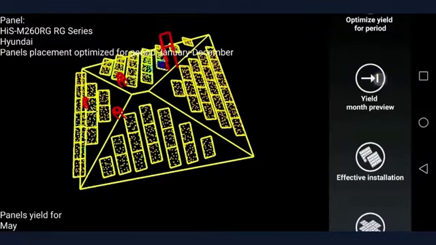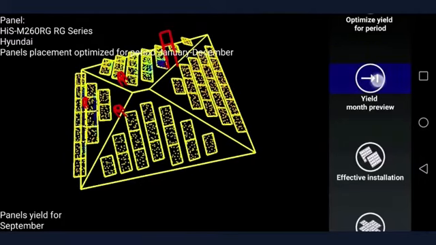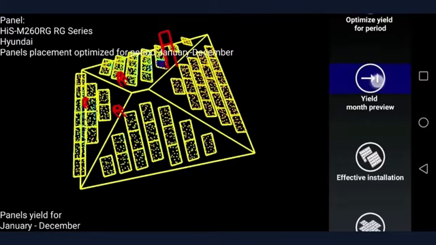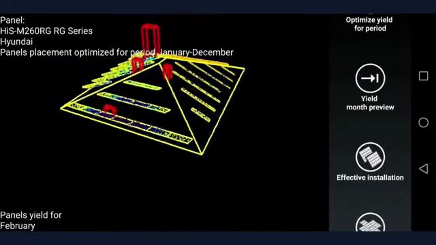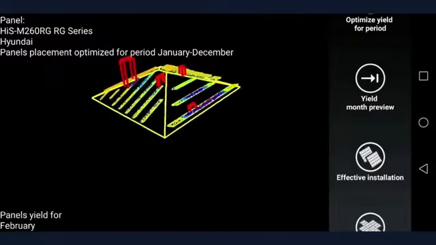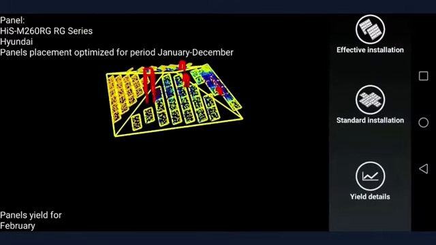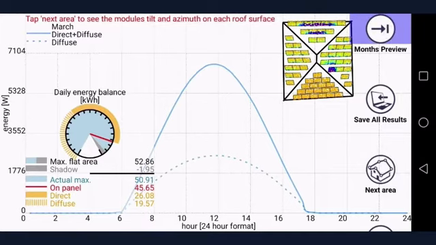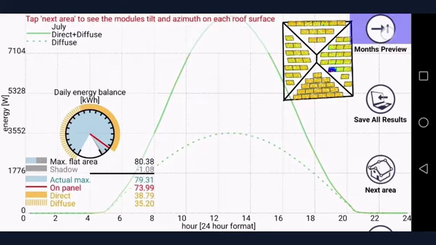Click Yield Month Preview to see the energy production and shading integrated for each separate month. Immediately, you have all the data in your hand. Energy production as a function of time with hours resolution, energy loss due to shading, etc. You can also see the details for each separate month.